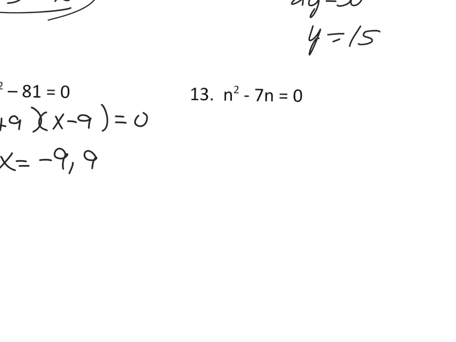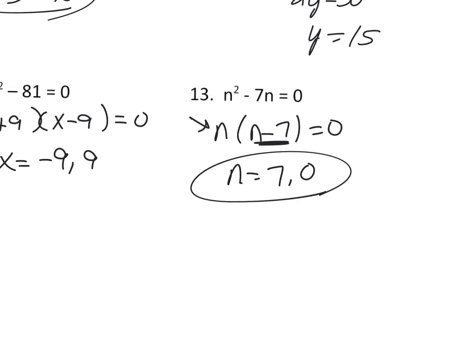Number 13, always start by factoring, start by taking out the GCF. So I'm going to take out the n, that leaves n minus 7. And now don't forget to write your answer, and there's always two answers here. So one answer is 7 because that's what makes the parentheses 0. So then it comes down to what makes that n 0? Well, if you put 0 in, it does. Anytime you have a little extra variable sitting outside your parentheses, one of your solutions is going to be 0.